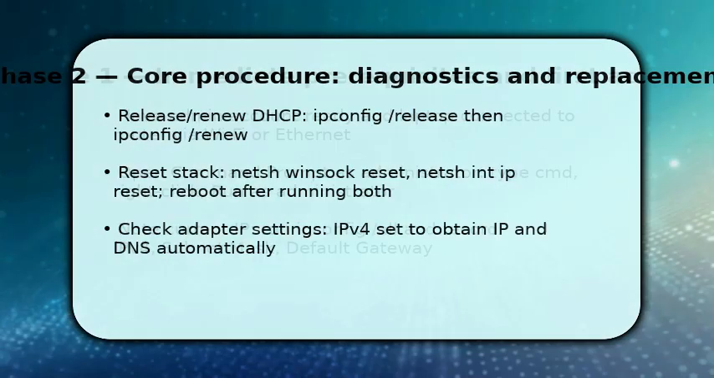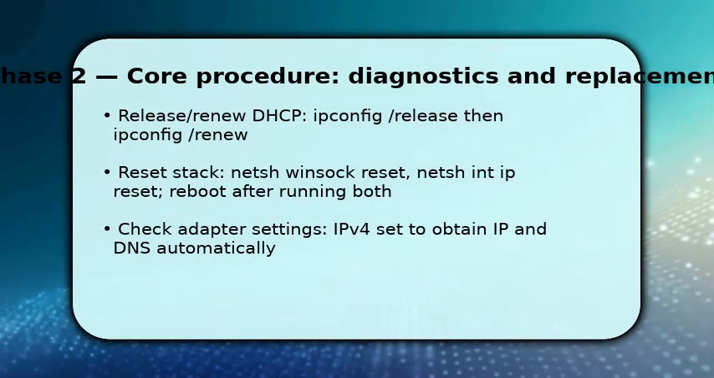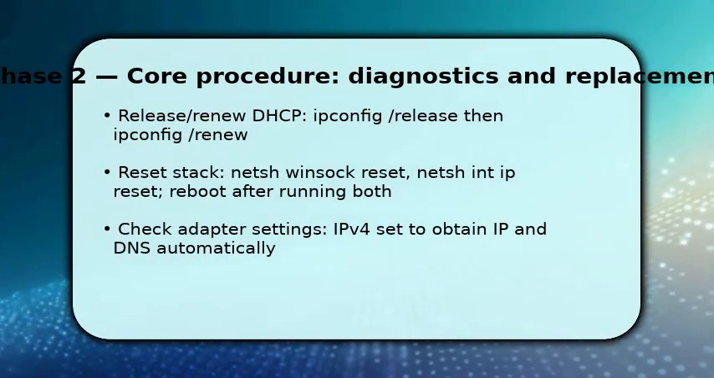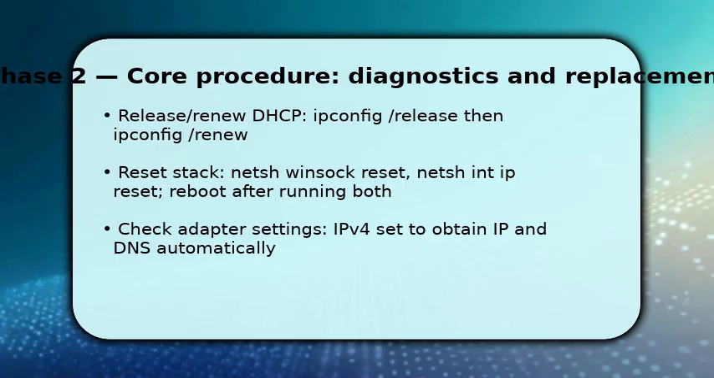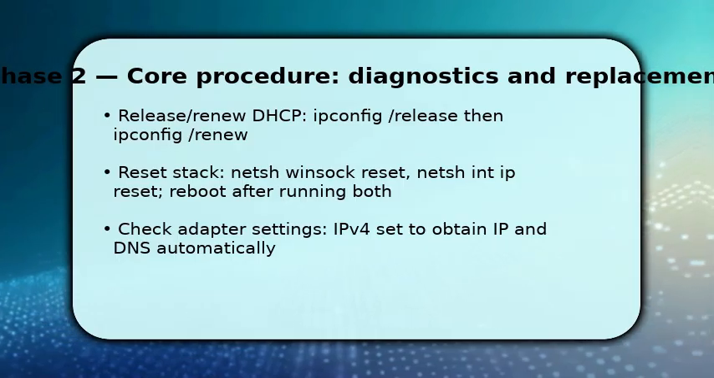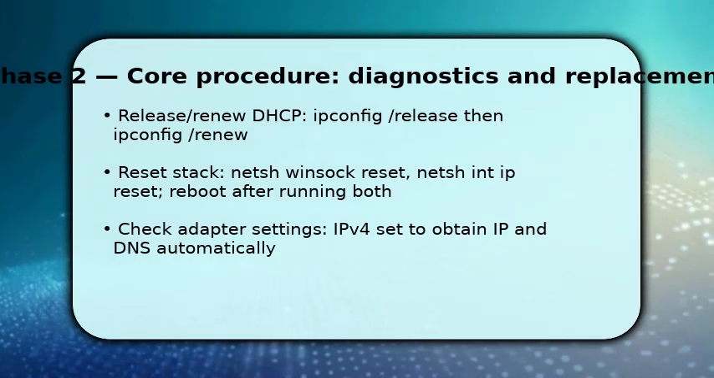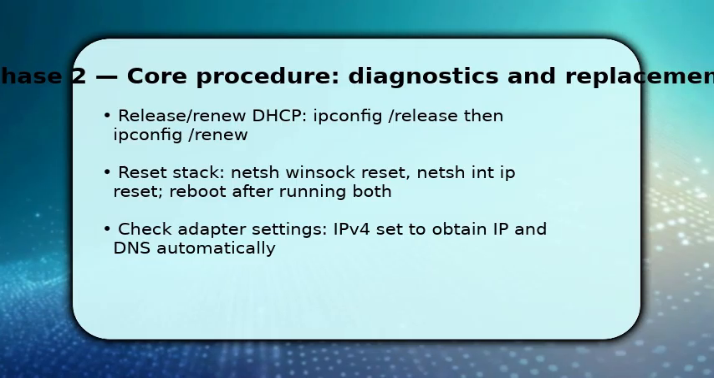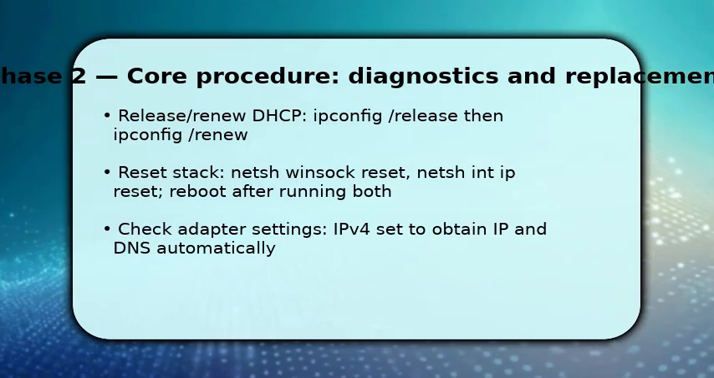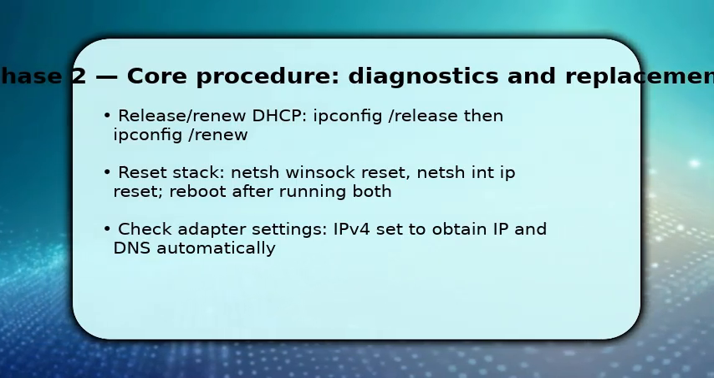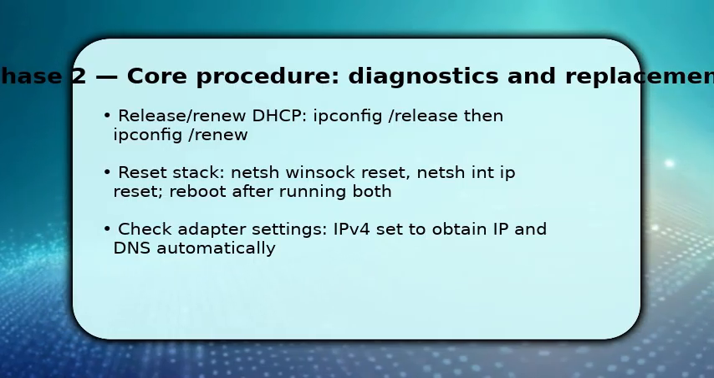Next, you run targeted network commands to fix configuration issues. First type ipconfig /release, then ipconfig /renew to ask the router for a new address. If that fails, reset the Windows networking stack with netsh winsock reset and netsh int ip reset. These commands clear socket and IP table corruption. Make sure to reboot after they are complete.